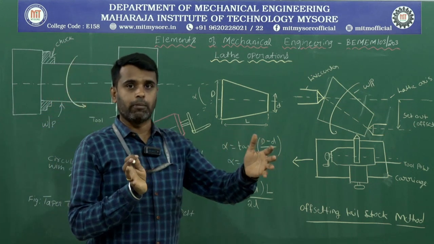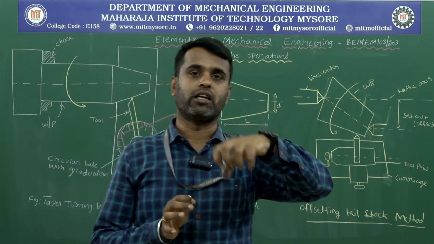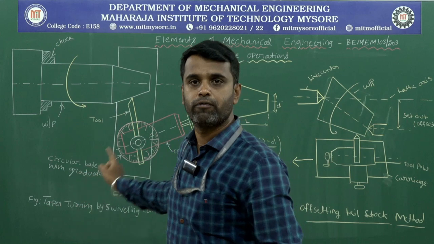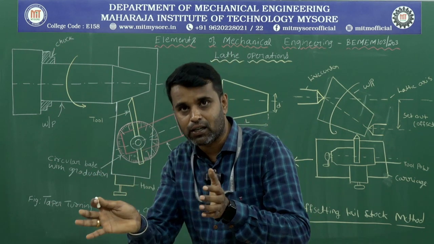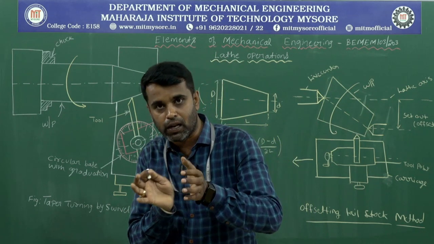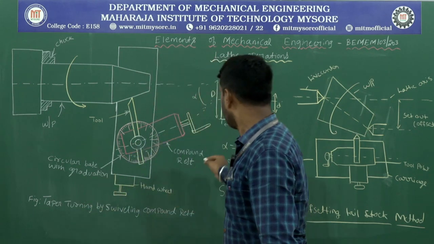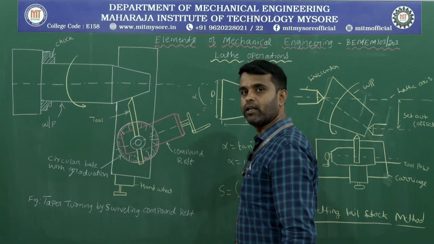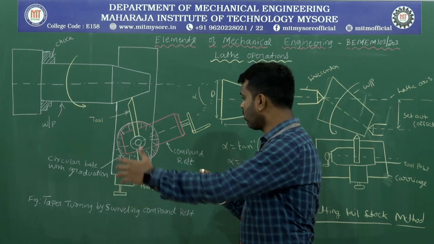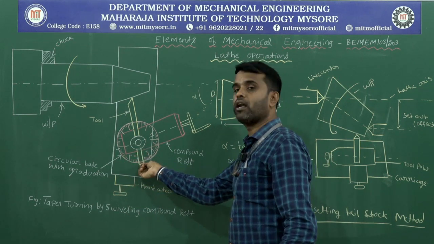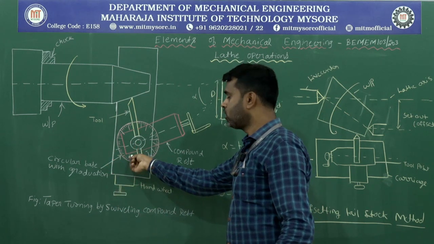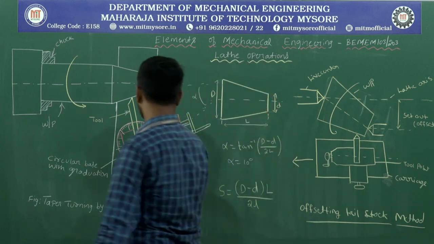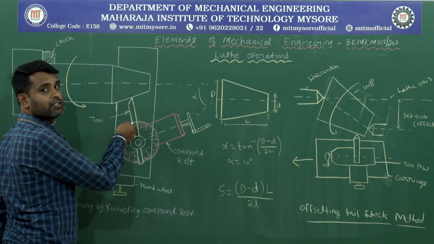There is a circular base, and on that circular base the graduations in degrees are provided. First you find the required taper angle, and at that angle you rotate the compound tool rest. You swivel the compound tool rest to the required taper angle. For example, if you get 10 degrees as the taper angle, you rotate the circular base of the compound tool rest to 10 degrees. This supports the cutting tool; it carries the cutting tool.